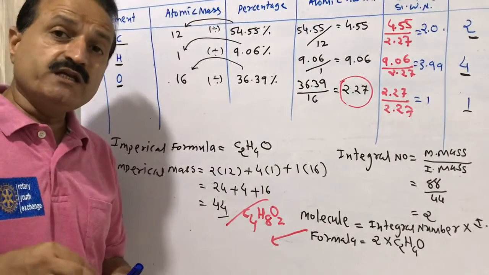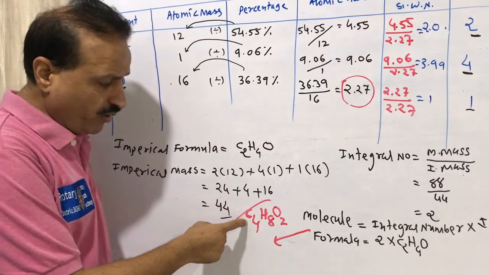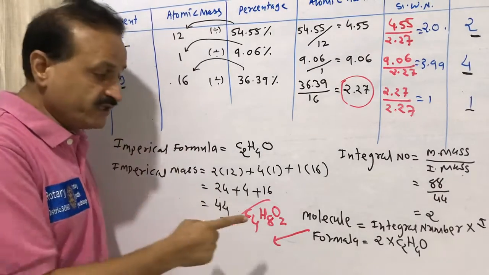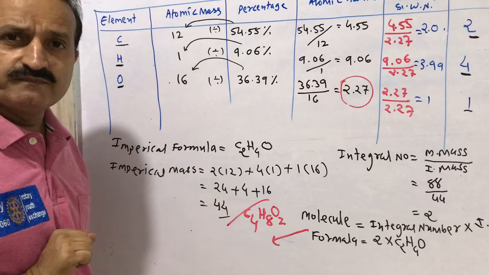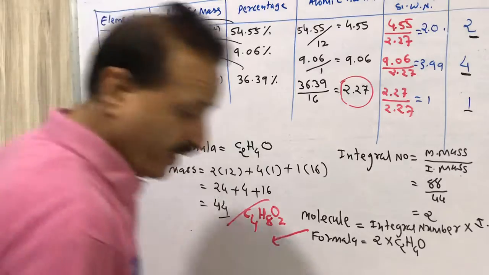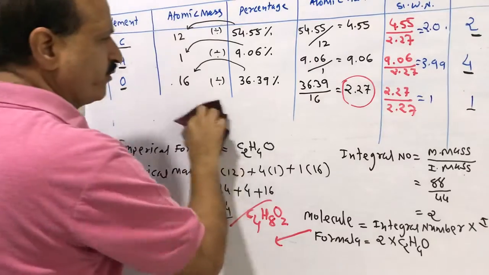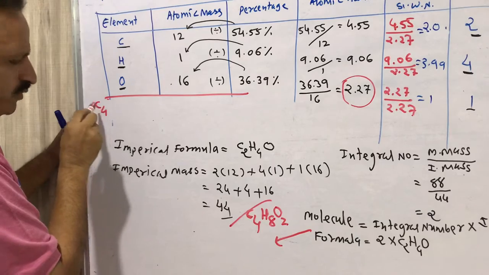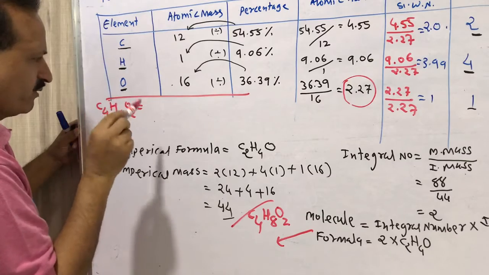How can we decide is it correct or incorrect? If you just put the value of all this and you are getting the given molecular mass, then this molecular formula is correct. If you are not getting the given molecular mass, then the molecular formula is incorrect. So now we will find out the molecular mass. Is it correct? Let's see. We have found the molecular formula, it is C4H8O2.